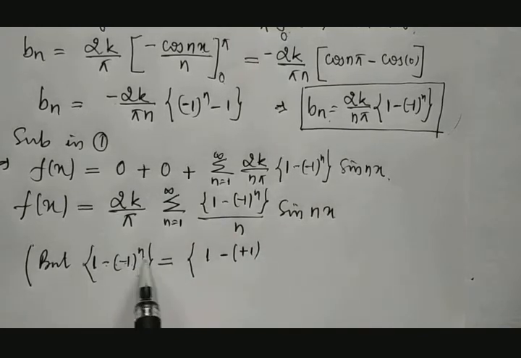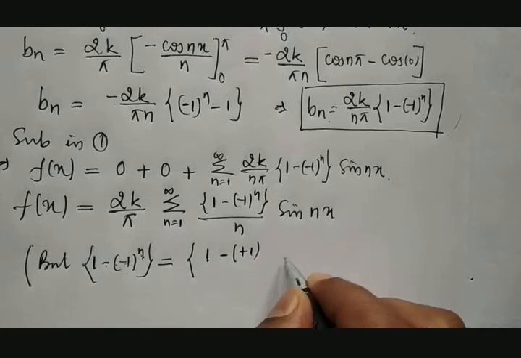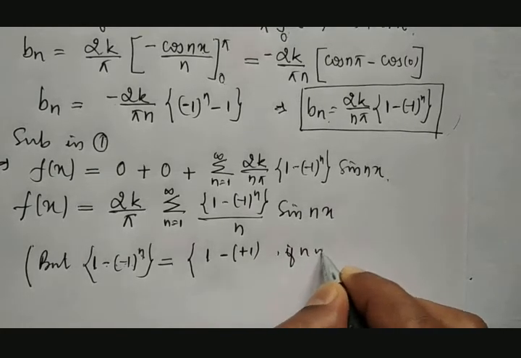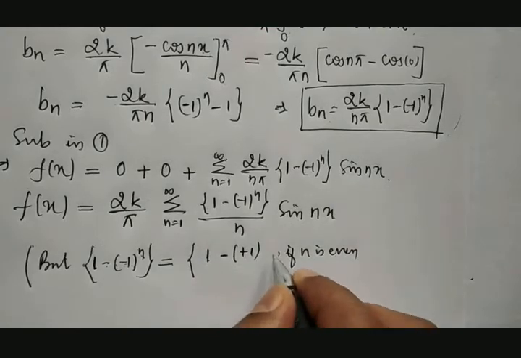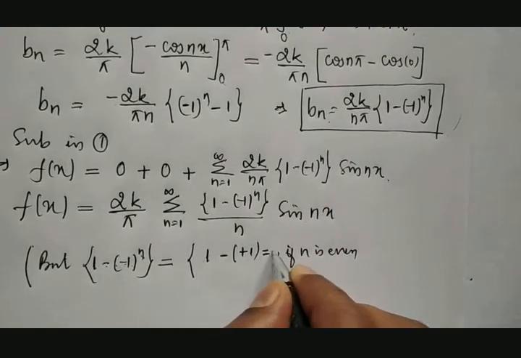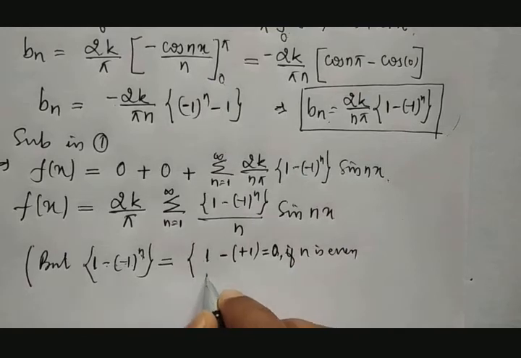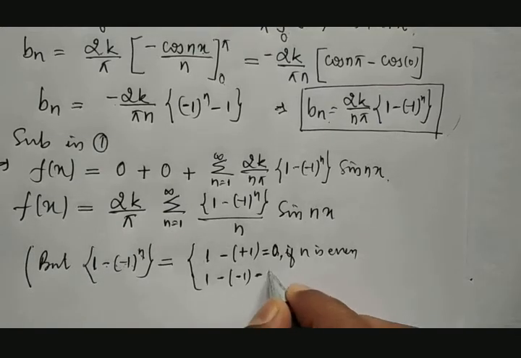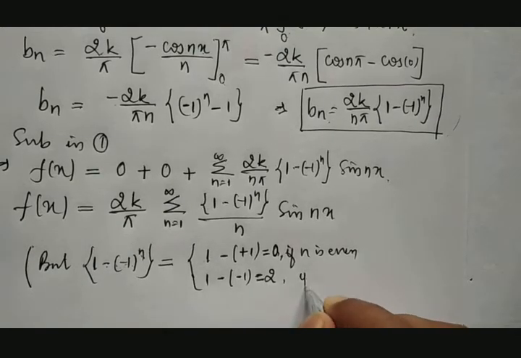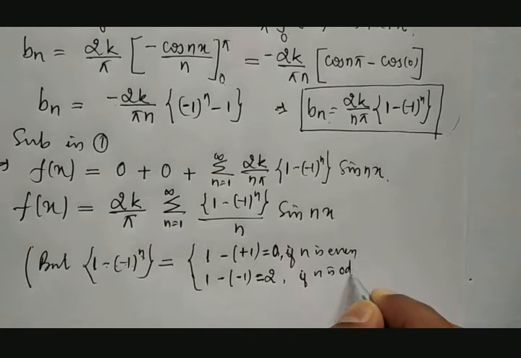It will be plus 1 when n is even. If n is even, then its result will be plus 1 minus 1, 0. If we take this as minus 1, when is it possible? If n is odd, 1, 3, 5 and so on, minus 1 will remain minus 1, minus of minus will be plus, that becomes 2, when n is odd.